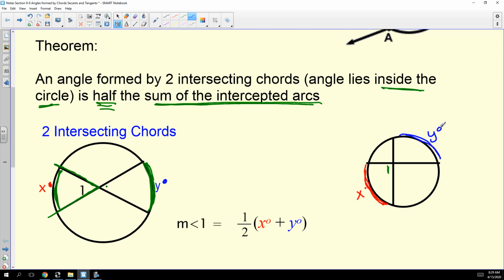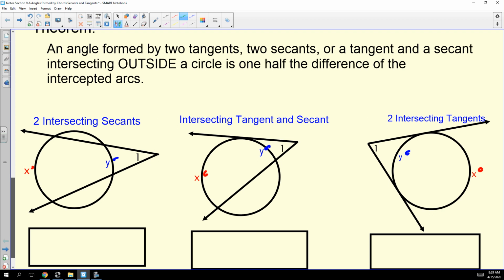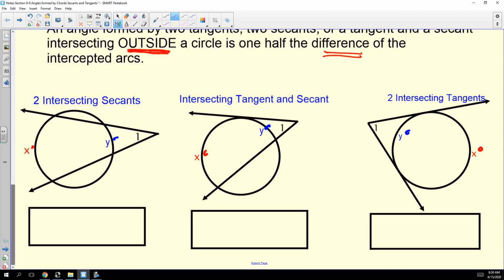But do remember that we are talking about sum, because there's another theorem about an angle formed by two tangents, two secants, or a tangent and a secant, where the angle formed lies outside the circle. That angle is half the difference of the intercepted arcs. You may not be sure exactly which one to subtract, but generally speaking, it's the arc that's further away minus the arc that is closer. The arc that's further away from the angle minus the arc that's closer. It will be the larger arc minus the smaller arc.